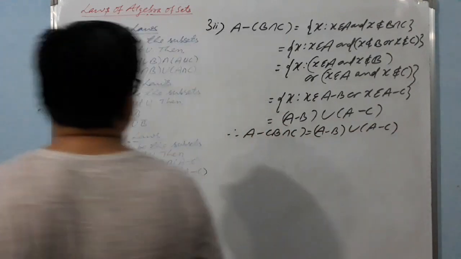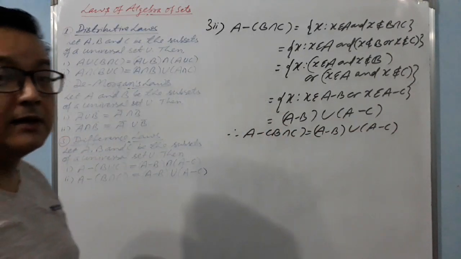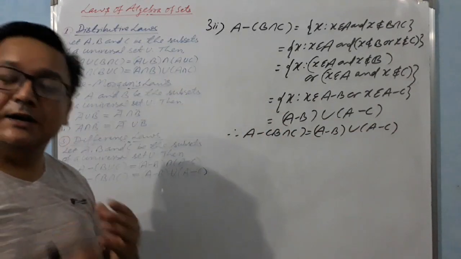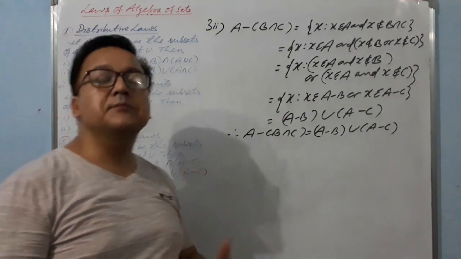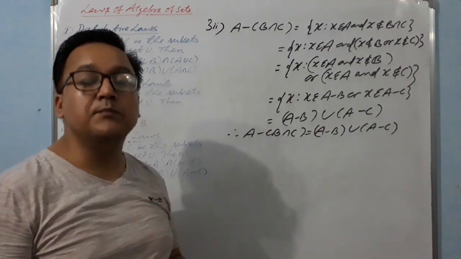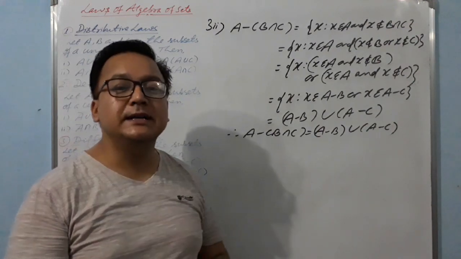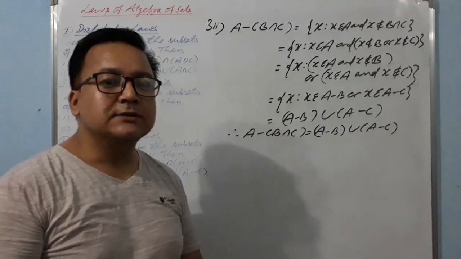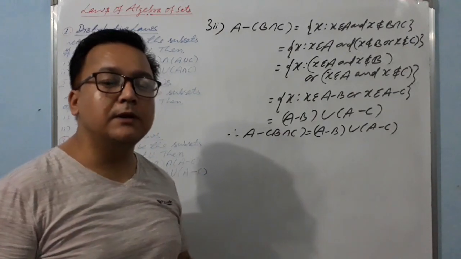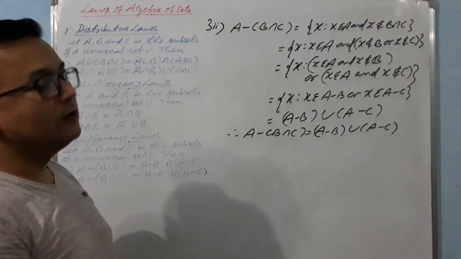So these are very important questions, but not so difficult. If you know the definitions of union, intersection, difference, complement, and their properties, then very easily you can handle these questions. Alright, I also think now you have no problem. You understood all these three laws.